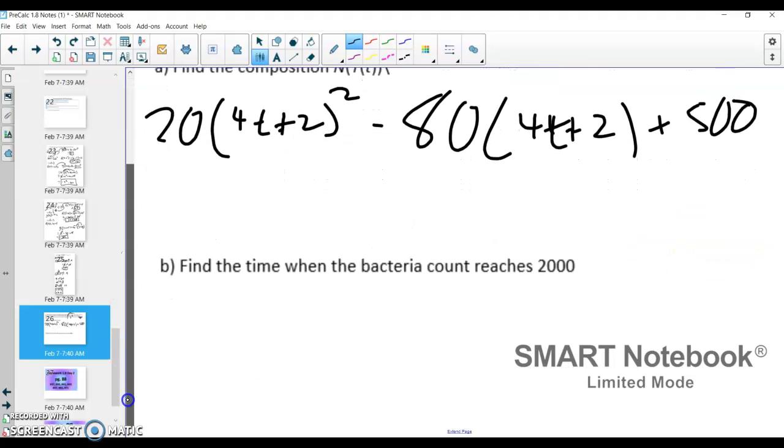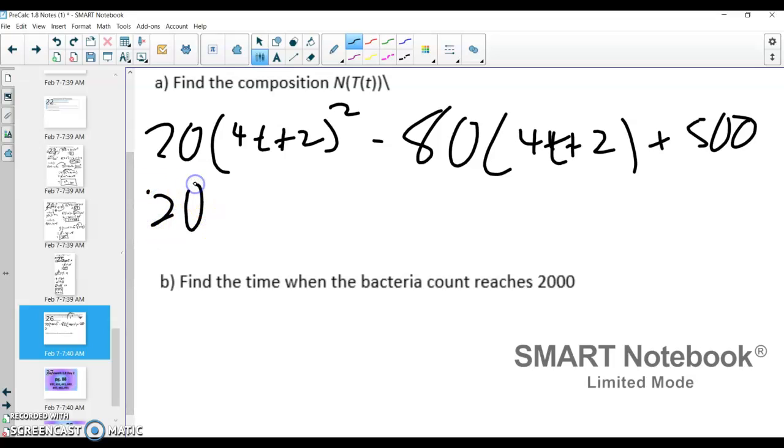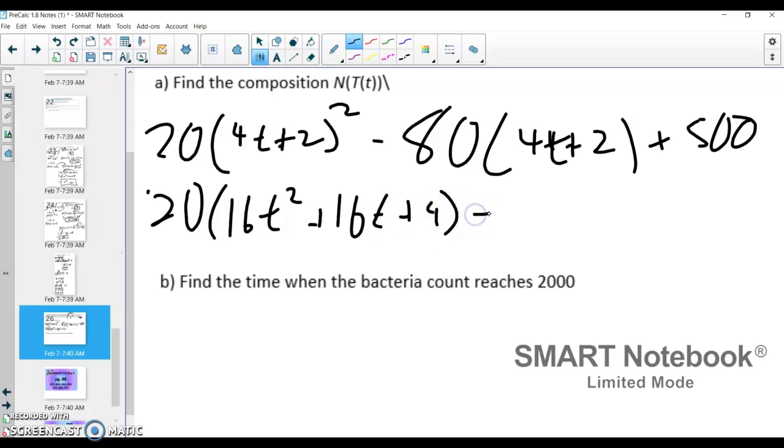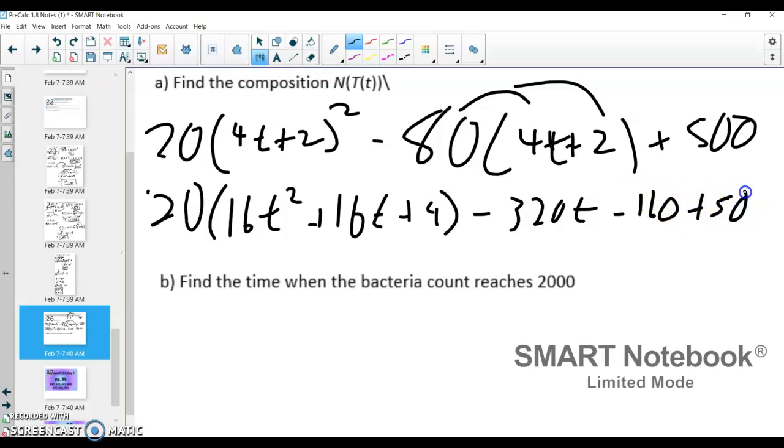Sorry, this is taking up so much room already. 20, and then I've got to use the box method or foiling here. And if I do that, I end up having 16t squared, plus 8t plus 8t, so 16t, plus 4, minus, distribute the negative 80 in, negative 80 times 4t is going to be negative 320t, minus 160, plus 500.